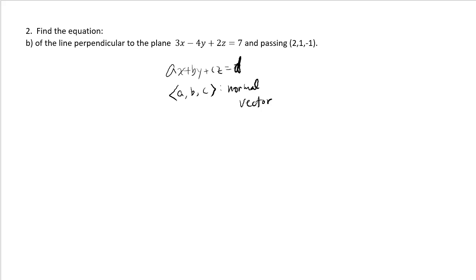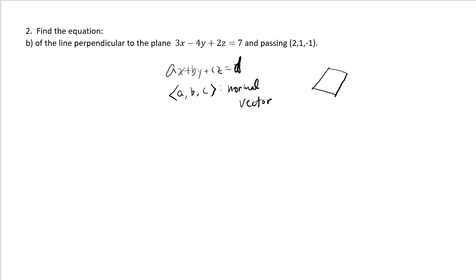And then d plays no role in the vector. It just changes how far you're going to be off from the origin. So if the plane is right at the origin, d would be 0. If the plane is far from the origin, d would be a big number. Okay, all right, so a, b, c, that's the normal vector.